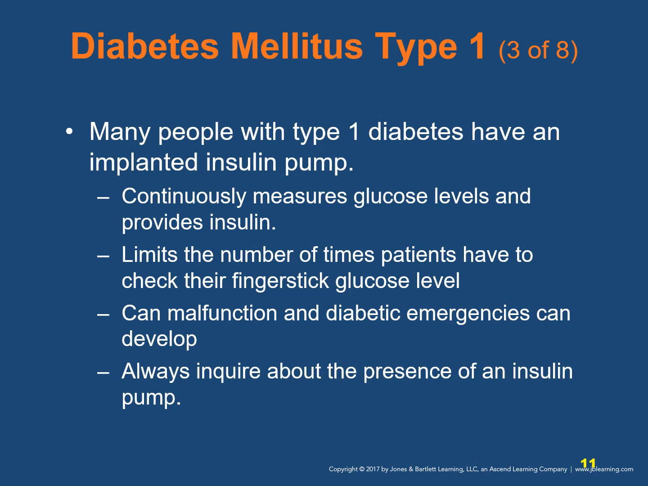Many people with type 1 diabetes have an implanted insulin pump. It continuously measures glucose levels and provides insulin and correction doses of insulin based on carbohydrate intake at meal times. It limits the number of times patients have to go to check their fingerstick glucose levels. However, this can malfunction and diabetes emergencies can develop. Always inquire about the presence of an insulin pump and ask if it is working properly.